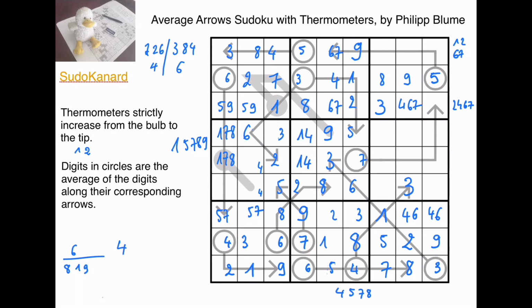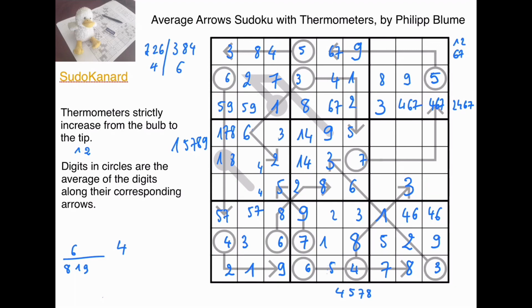So 4, 6, 7 here. We still need a 1 and a 2 up there. We don't have them yet. We'll still have some work to do with this 7. That's not a 7. Where should I look? This row.